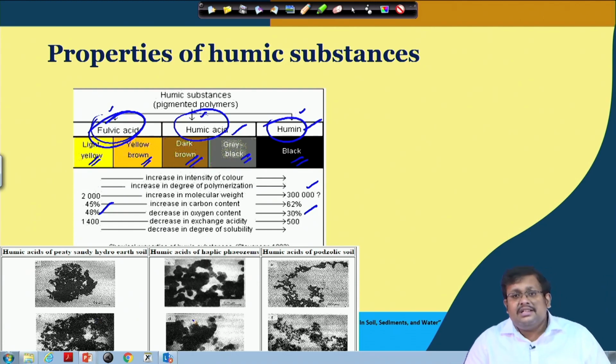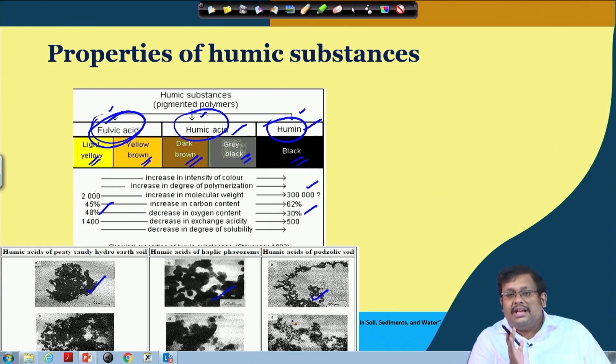And these are different macromolecular structures of humic acid. As you can see, this is the humic acid of peaty sandy hydro earth soil, and this is the humic acid of haploic phyllosgems, humic acid in podzolic soils, and so on and so forth. So, basically we can see the differences of different properties clearly in this slide as we go from fulvic acid to humic acid to humin.